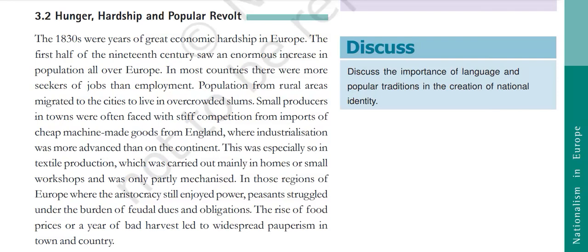Hey guys, today we are going to read class 10th History, Rise of Nationalism in Europe. Hunger, hardship and popular revolt.